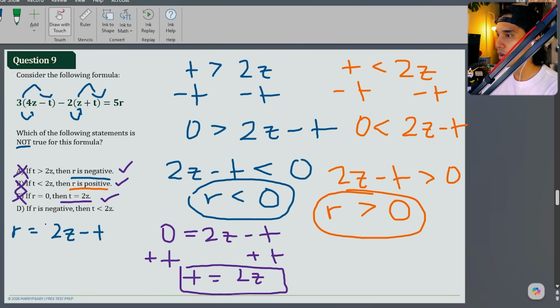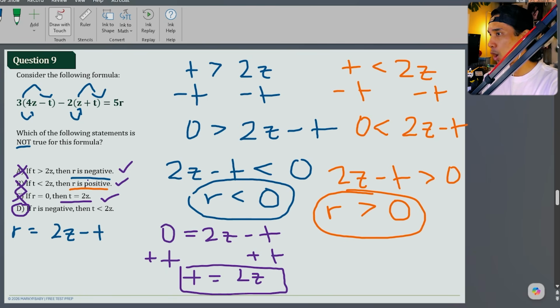Now it says here, if r is negative, then t is less than 2z. Well, we actually got the opposite of this. Because look, if t is less than 2z, then r is positive. We proved that. If it says it's negative, well, that's incorrect, making us go with answer choice D. So answer choice D is the correct answer.